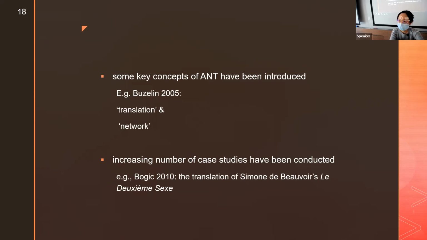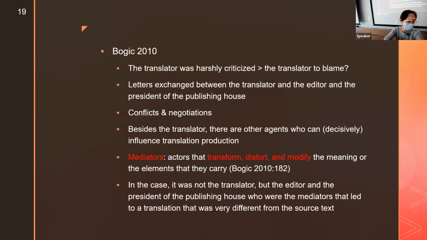Here I'm giving you an example to see what could be revealed by examining the production process of translation. It is Buzelin's 2010 research on the translation of Simone de Beauvoir's Le Deuxième Sexe. I like this research very much, and let's have a look at it.